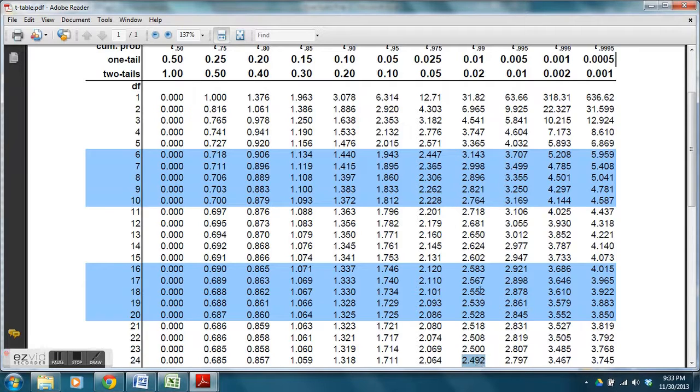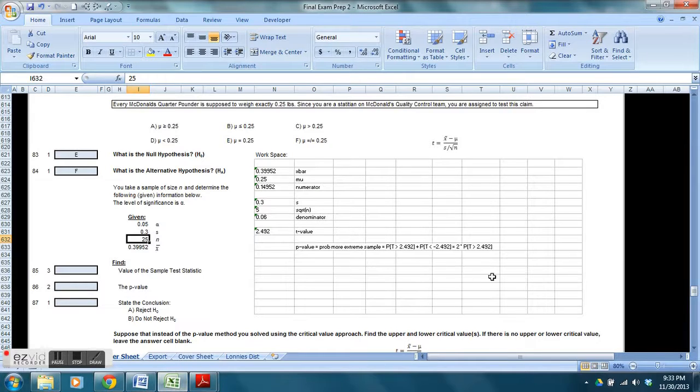So what's the probability that t is greater than that? Well, the probability that t is greater than 2.492 is 0.01, and that's the one you look in the one tail. Because the probability that t will be greater than 2.492 is like a one-tail question, to find our p-value, because it's a two-tail test, we simply take that 0.01, which is this value right here, and we multiply it by 2.